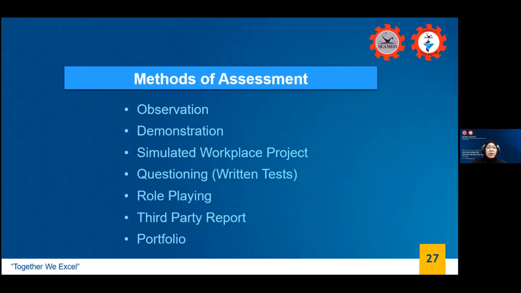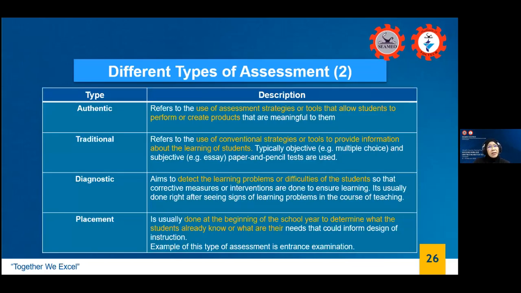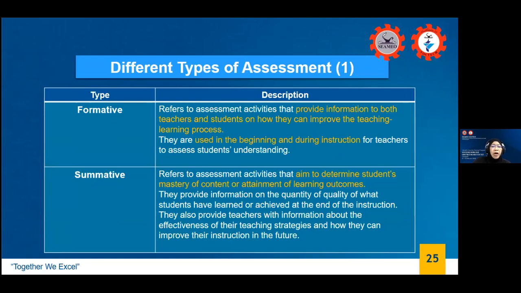Excuse me, Cynthia. Yes, who's speaking, please? The different types of assessment that you have presented, do we use all of them during the class or after class? No, we have a choice.